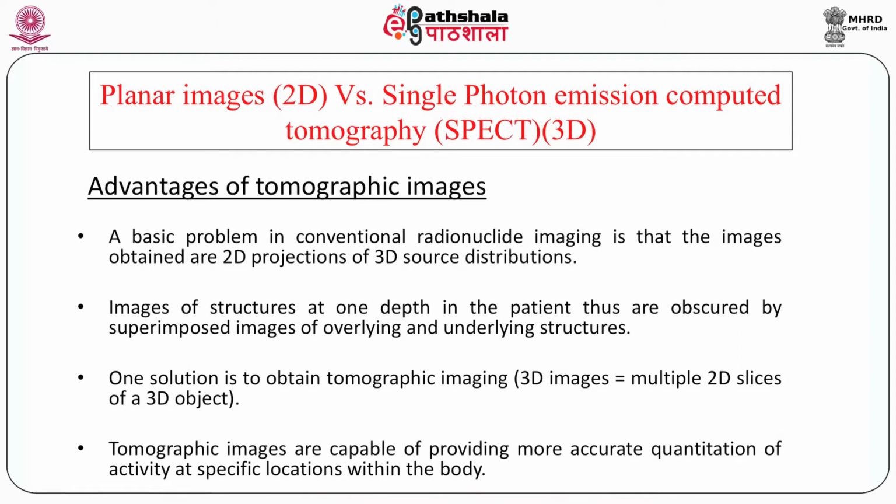One solution is to obtain a tomography image. That is the reason we thought, why don't we rotate the camera all around the patient at different degrees in different time frames, collect the images, reconstruct them and make a 3D image. Tomography images are capable of providing more accurate quantities of activity at specific locations within the body. That is why SPECT is more popular than a gamma camera without SPECT.